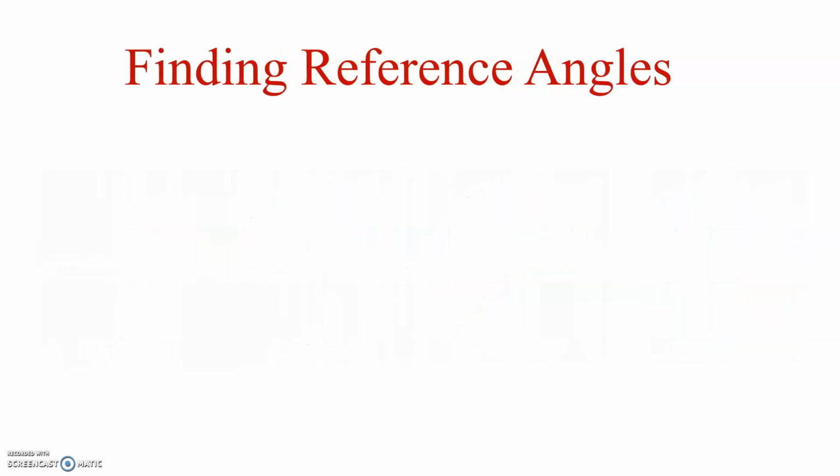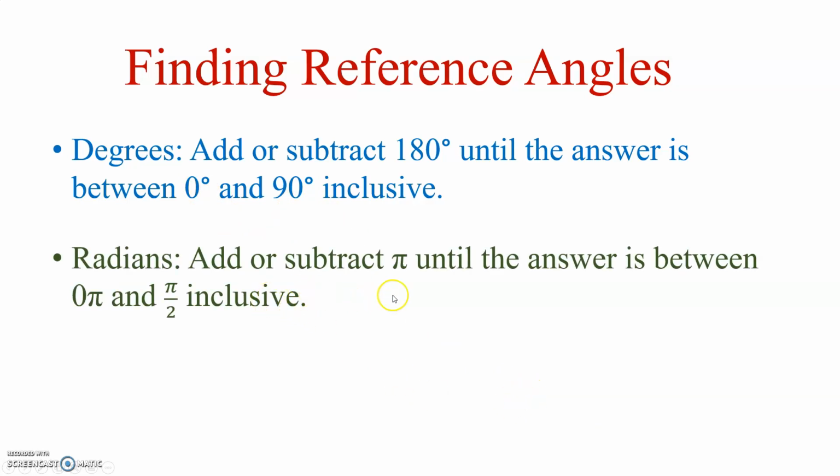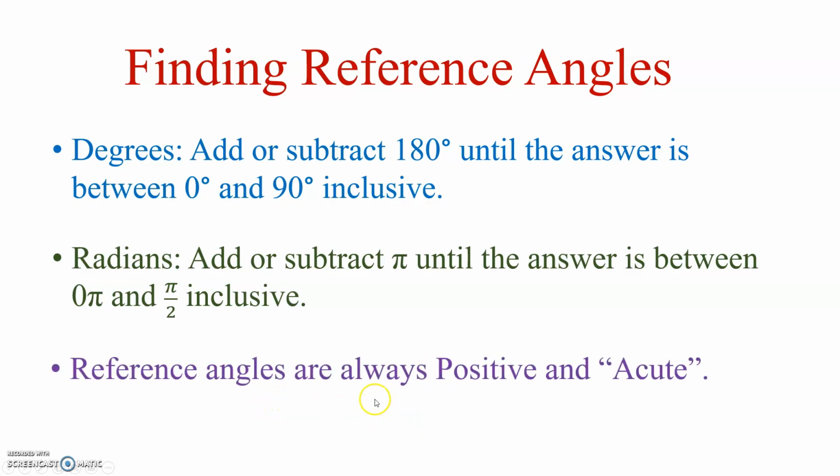So, how do we find reference angles? Well, if it's in degrees, you simply add or subtract 180 degrees until the answer is between 0 and 90 degrees inclusive, meaning we could be either 0 or 90. If it was radians, we subtract pi until the answer is between 0 and pi over 2 inclusive. Last thing, reference angles are always positive and acute. And I put acute in quotes because acute technically means between 0 and 90. Here we can actually include the 0 or the 90.